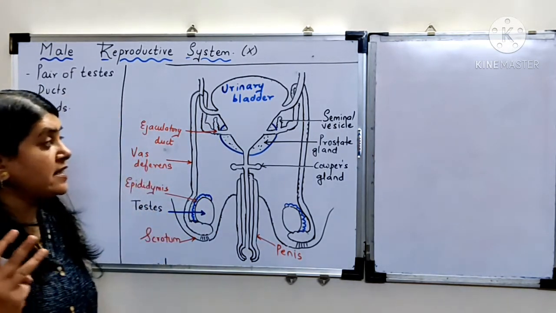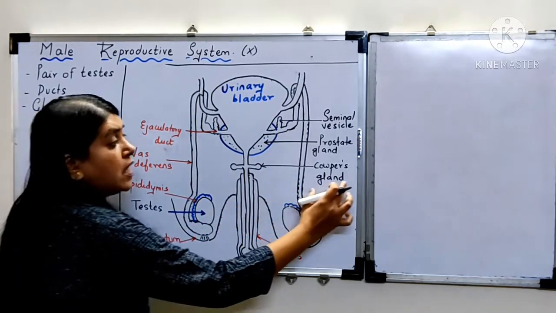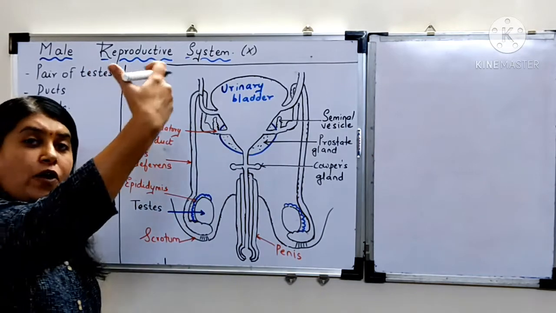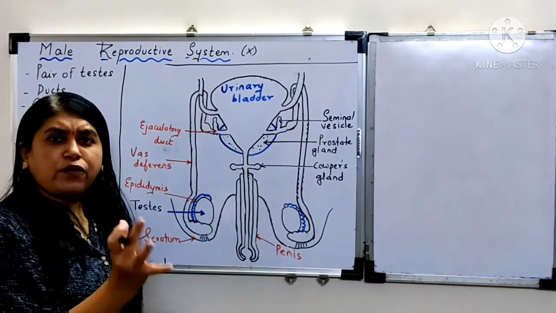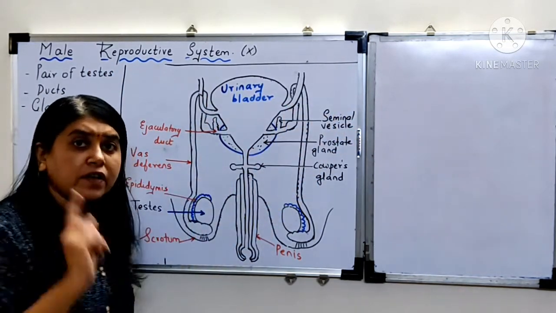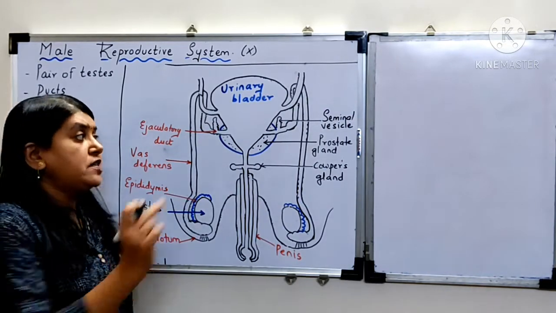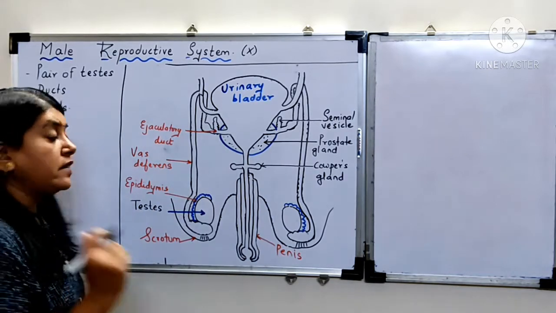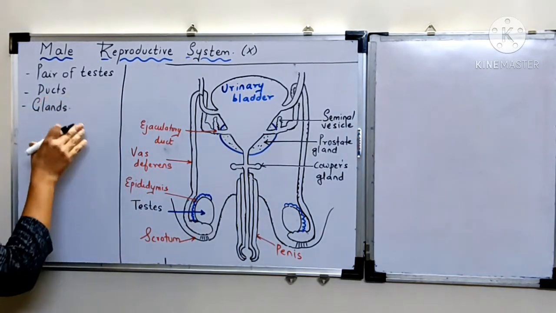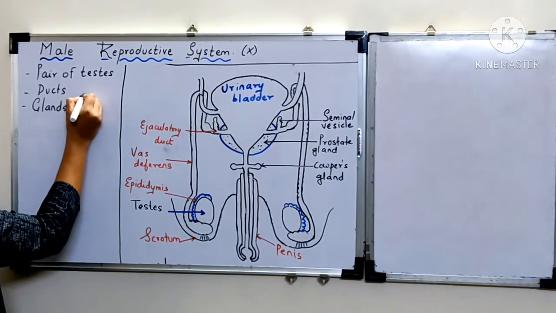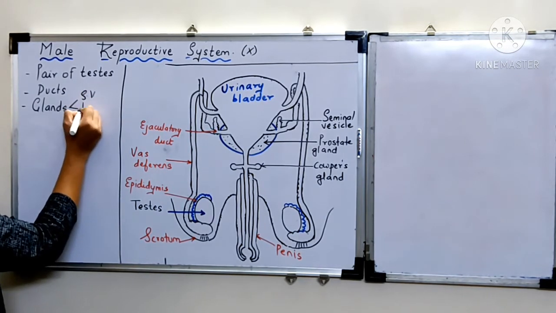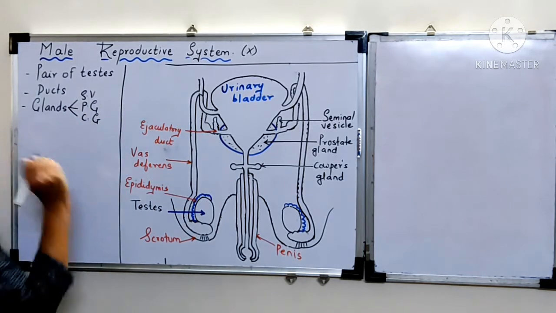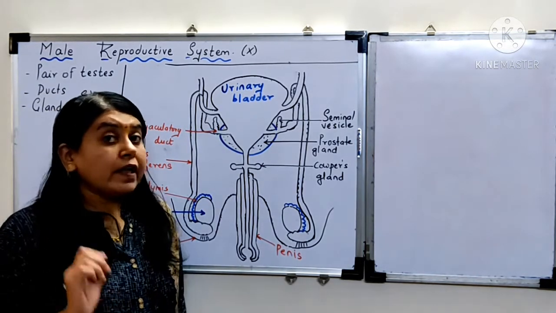We have labeled the glands. 3 types of glands are there. Which are the 3 types of glands? Cowper's gland, prostate gland and seminal vesicle. See, all the glands I have labeled on one side for your easy understanding. Repeat with me the pronunciation: seminal vesicle, prostate gland, and Cowper's gland. In short, seminal vesicle, prostate gland, and Cowper's gland are the three types of glands.